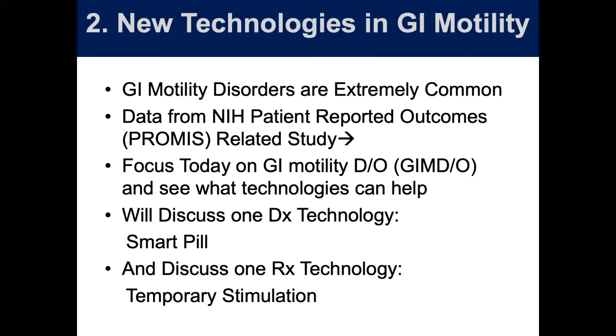So how common are these disorders? Well, the motility disorders in general are very common. The NIH PROMIS study, their patient-reported outcome, I'm going to talk about some numbers and then talk about one diagnostic technology, the smart pill, and another therapeutic technology, temporary stimulation.